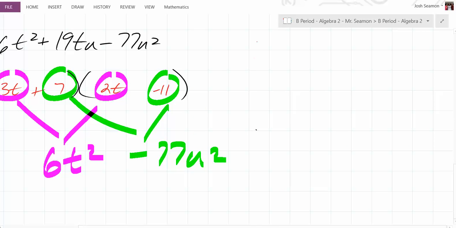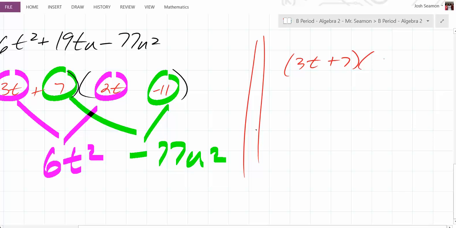So what do we have? We have to test this to see if it's correct. We don't know automatically if it's correct. How do we test this? What do we have to do? Just put u's at the end. Oh, and there's u's. Thank you very much. So it's 7u times 2t minus 11u.